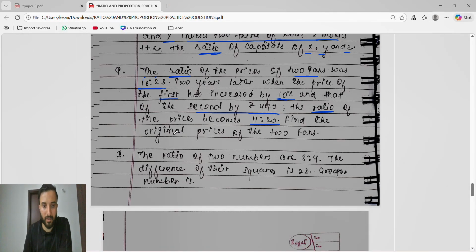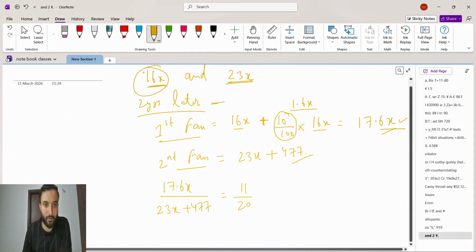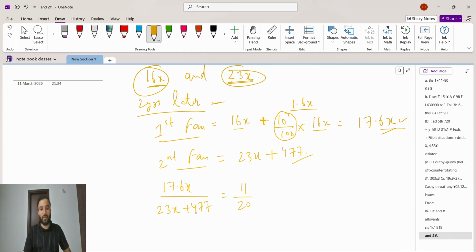Now they said find the original price of two fans. You have to find the original price of the two fans. So original price was 16x and 23x. So we have to find the value of x. We'll substitute it here. We'll get the original price.